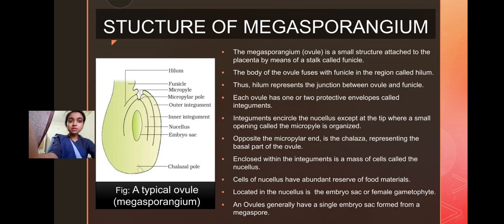So the hilum represents the junction between ovule and funicle, and each ovule has 1 or 2 protective envelopes called integuments. Integuments encircle the nucellus except at the tip where a small opening called the micropyle is organized. Now opposite the micropylar end is the chalaza, representing the basal part of the ovule. Enclosed within the integuments is a mass of cells called the nucellus. Cells of the nucellus have abundant food reserve, and located in the nucellus is the embryo sac or female gametophyte. An ovule generally has a single embryo sac formed from a megaspore.